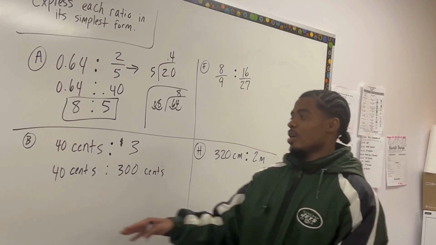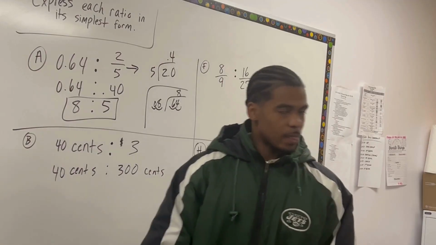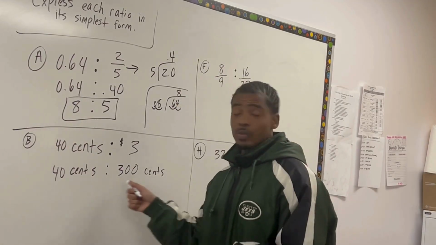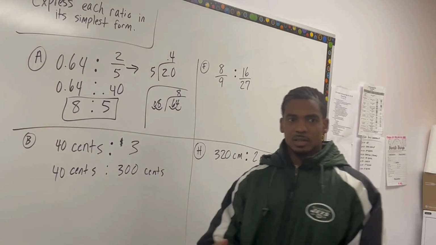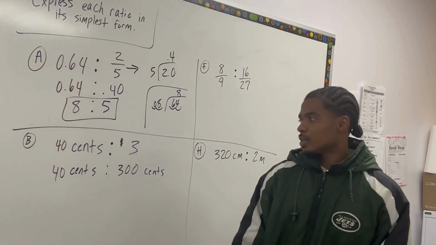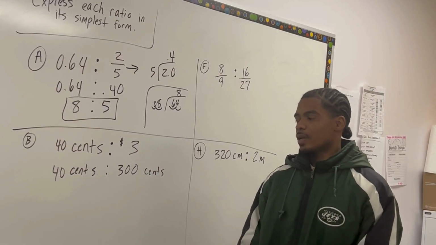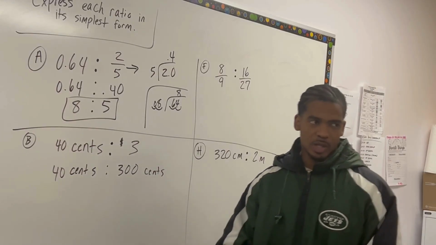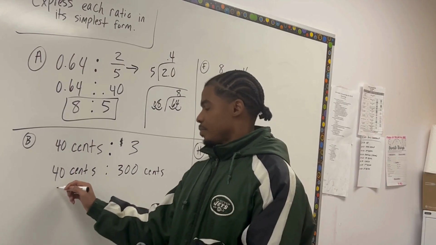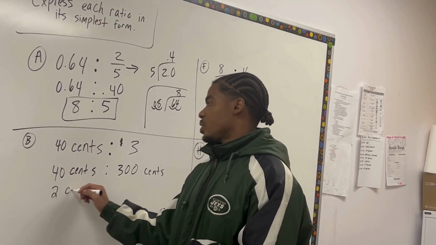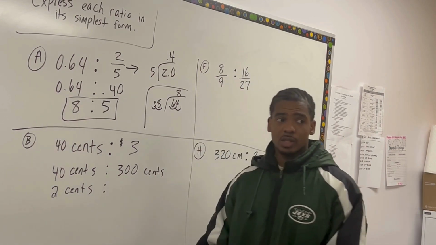So just think, what number is the greatest common factor of 40 and 300? It's not 10. It's not a bad number, but okay. 20. There you go. It's 20. So 40 divided by 20 is 2, right? Hold on, y'all. 40 divided by 20 is 2. So that'd have been 2 cents. Now what's 300 divided by 20?